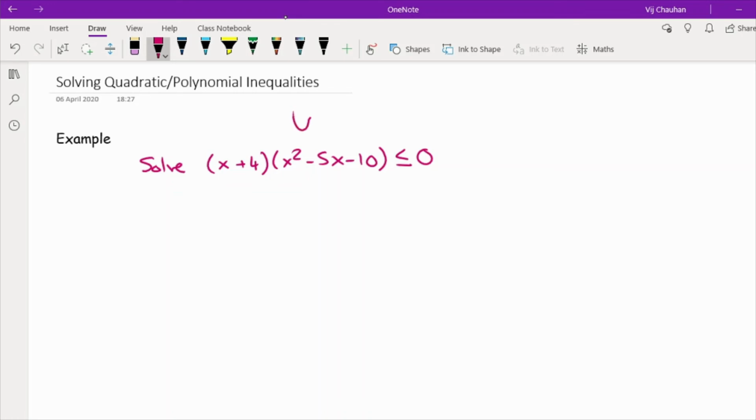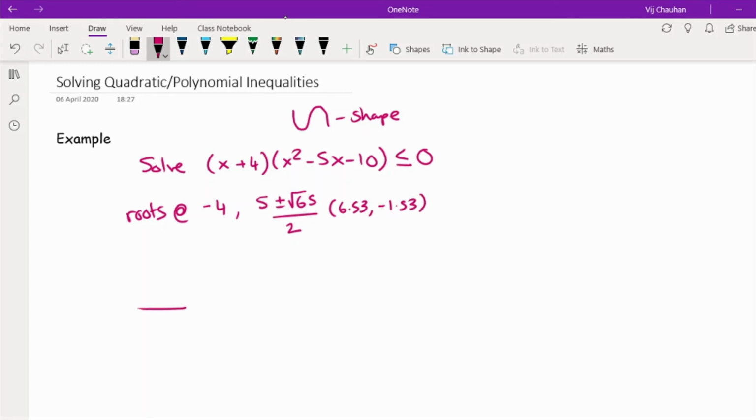So we're going to end up with a cubic shape where it goes down first and then loops over, in which the first thing we need to do is find the roots. So the roots of this particular equation are going to be at -4, and then for this we have to use the quadratic formula to solve it. So this becomes 5 plus or minus root 65 over 2, which as a decimal equivalent is 6.53 and minus 1.53.